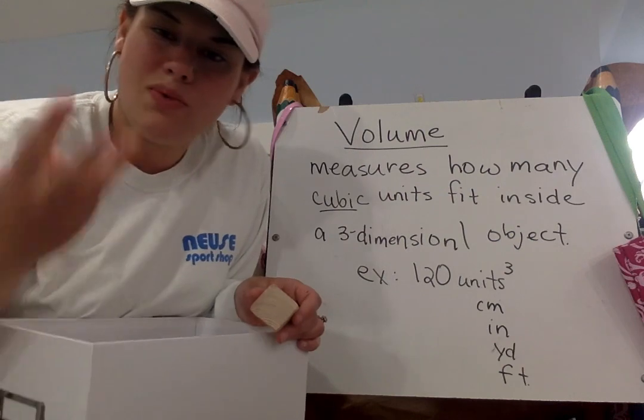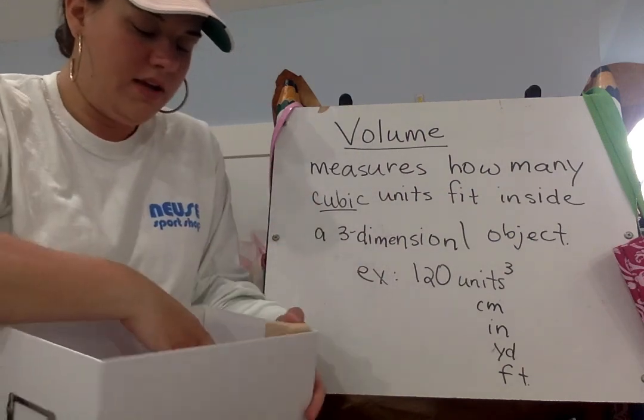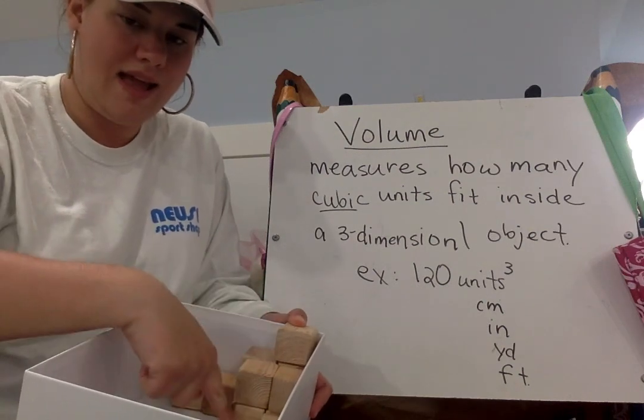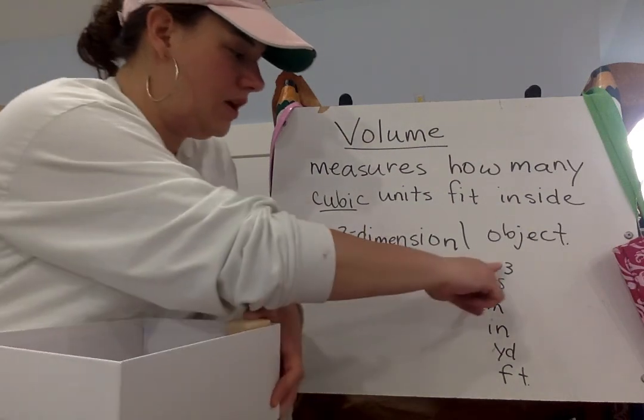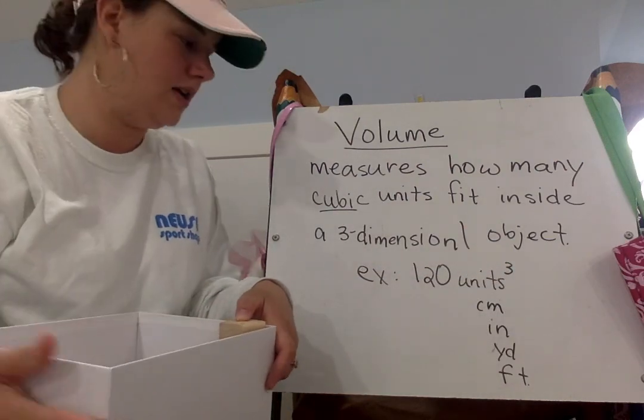Why would we use a 3 to represent cubes? Because we're figuring out 3 dimensions this time: the length, the width, and the height, okay? Those are the 3 units, length, width, height, and that is of a 3-dimensional object, okay?